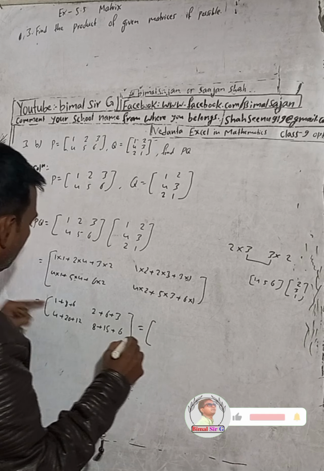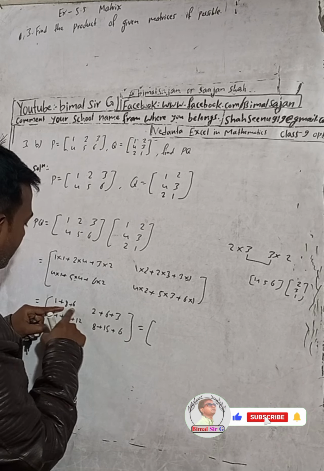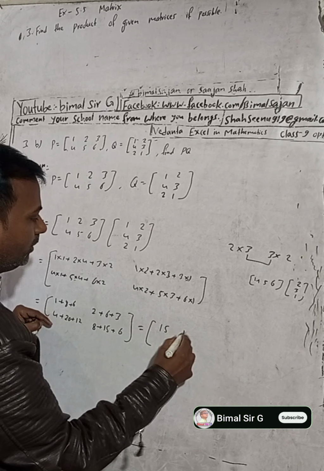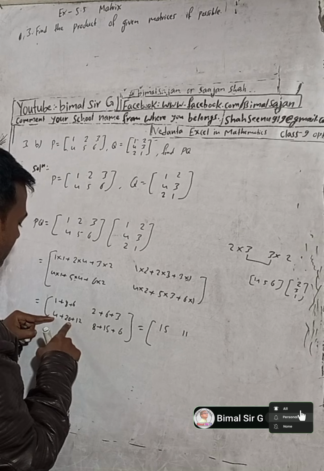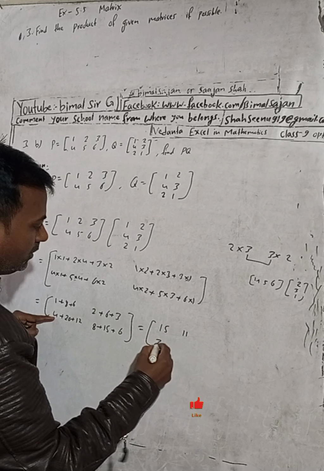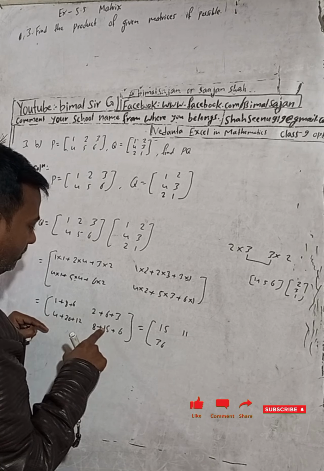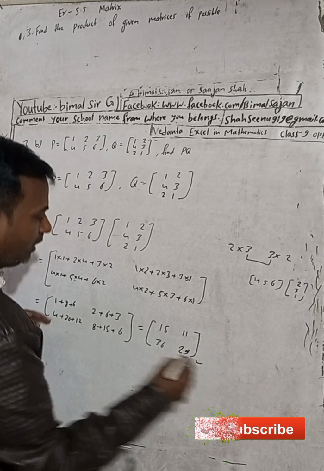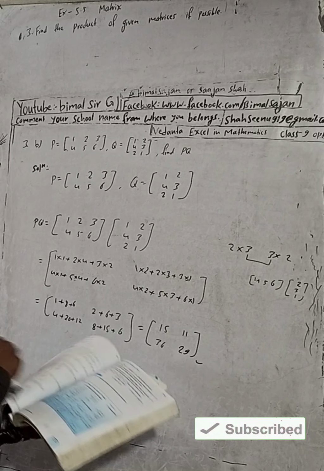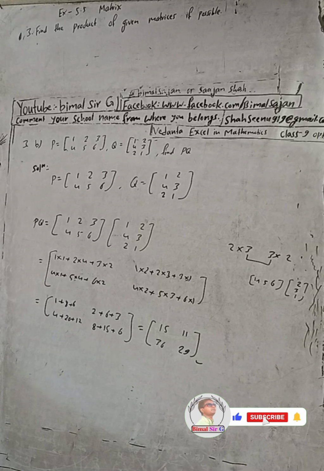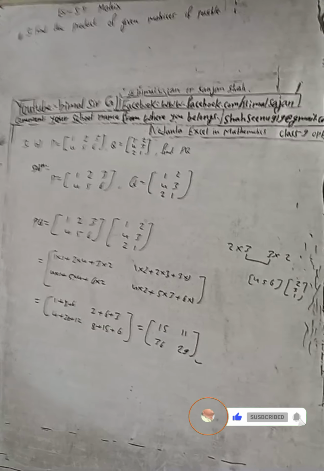What do we see here? 15, 11, and here 36, 29. So this is our required answer, 3b: 15, 11, 36, 29. Okay, this is the correct answer.